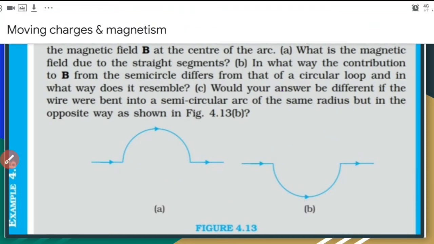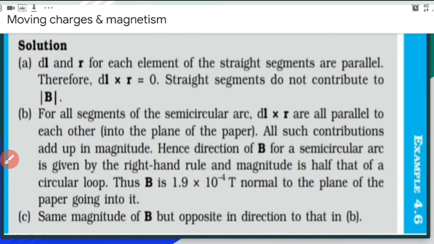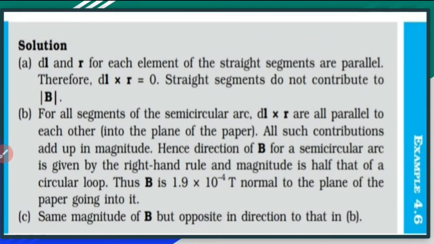Now, would your answer be different if the wire were bent into a semicircular arc of the same radius but in the opposite way? So here it is in the opposite way. The magnitude of the magnetic field will be the same, but the direction will be opposite. Here also you can use the right hand rule. The magnetic field will be directed outward, so you have to show a dot for the magnetic field. So the direction will be opposite, but the magnitude of the magnetic field will be the same.